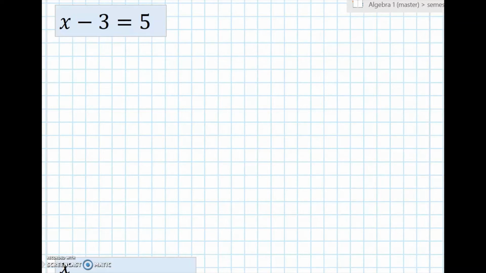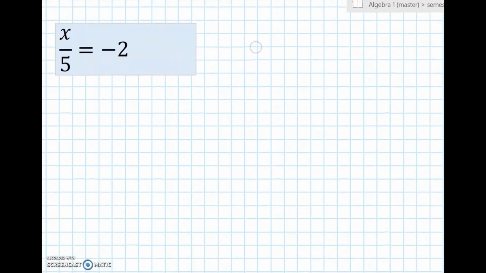We're working on equations. This is a one-step equation, so you're looking for the inverse. What number, subtracting 3, equals 5? So you want to undo this by adding 3 to both sides. That gets x all alone, which is your ultimate goal, and then add 5 and 3. x equals 8 is your best answer for that one.